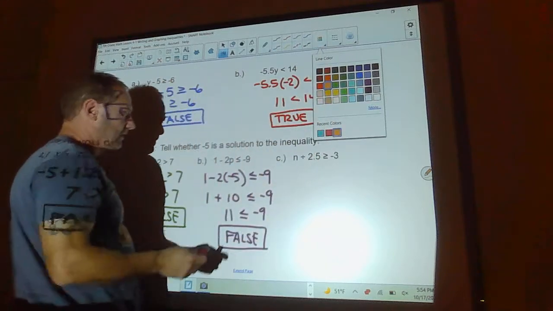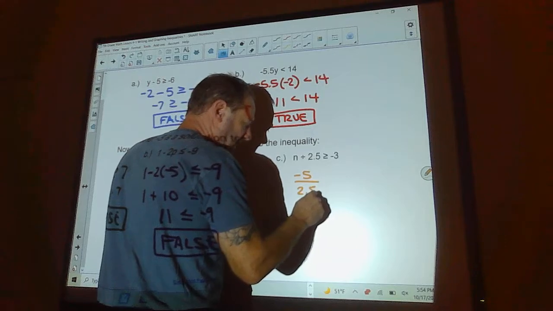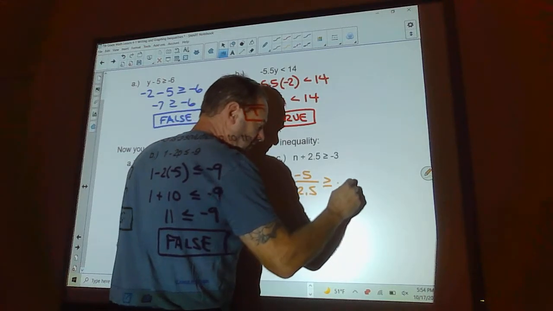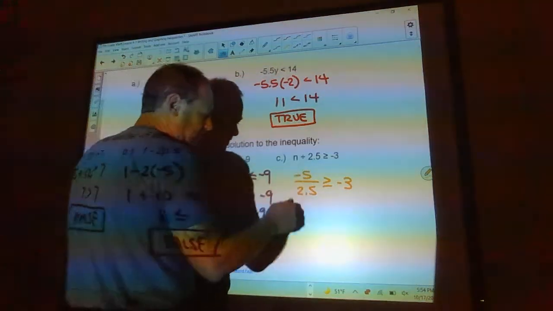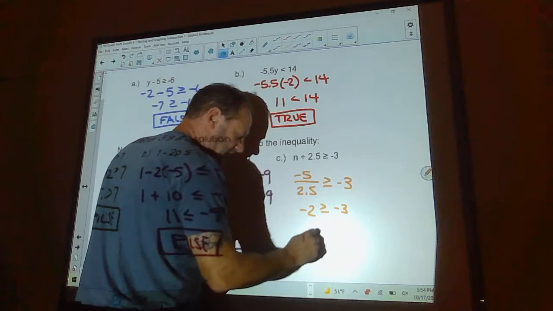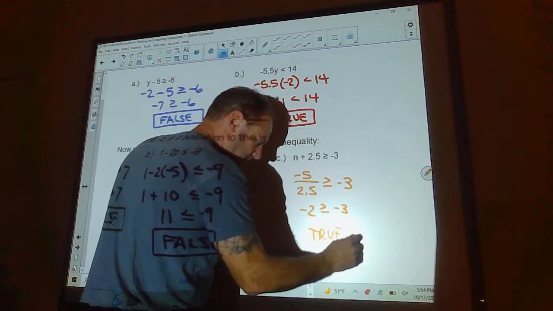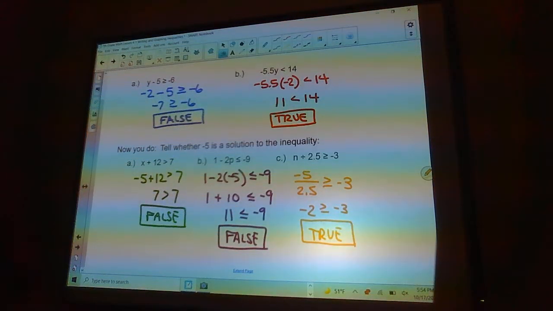And then finally, we're going to plug negative 5 in here. Negative 5 divided by 2.5 should be greater than or equal to negative 3. Okay, this is going to be negative 2. It's greater than or equal to negative 3. That is true. That is a true statement. Negative 2 is bigger than negative 3.